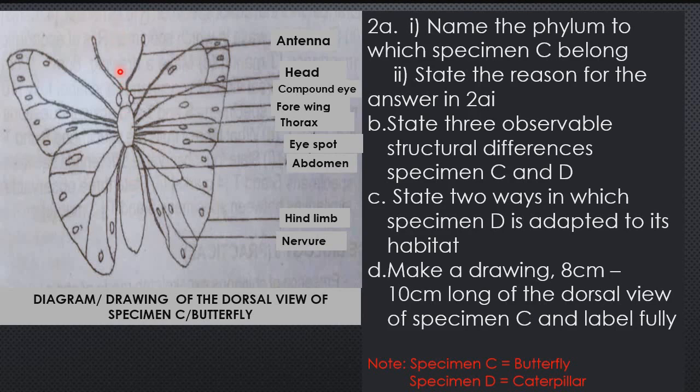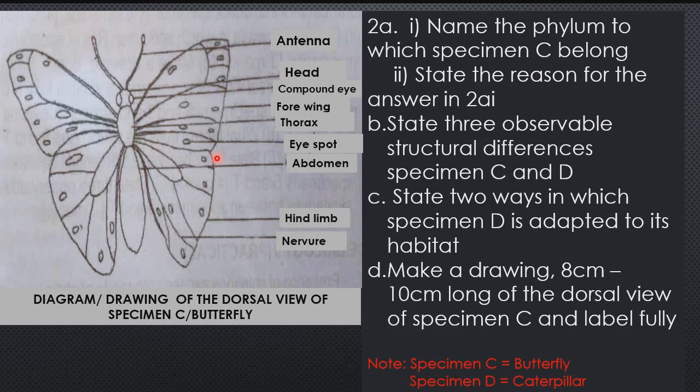They are always bilaterally symmetrical. Presence of bilateral symmetry: you can divide them in just one plane to get 2 equal halves. These are some of the reasons that you can give. Now the next one here: state 3 observable structural differences between specimen C and D. Specimen C is a butterfly, while specimen D is a caterpillar.